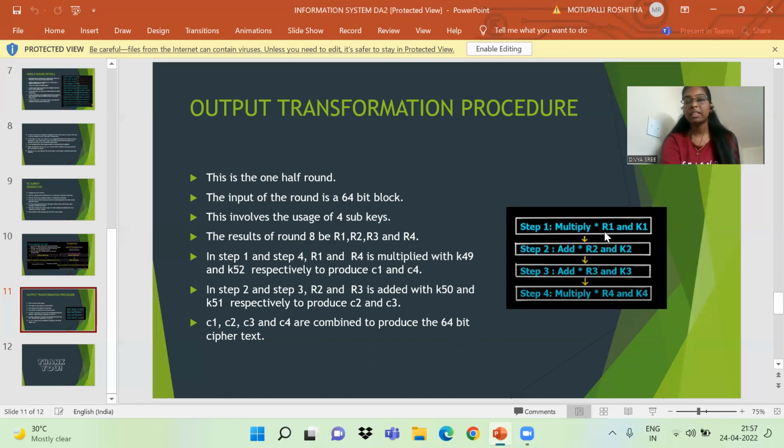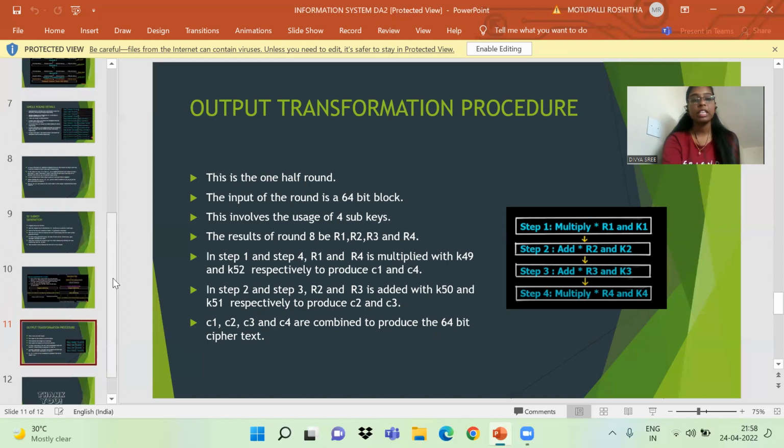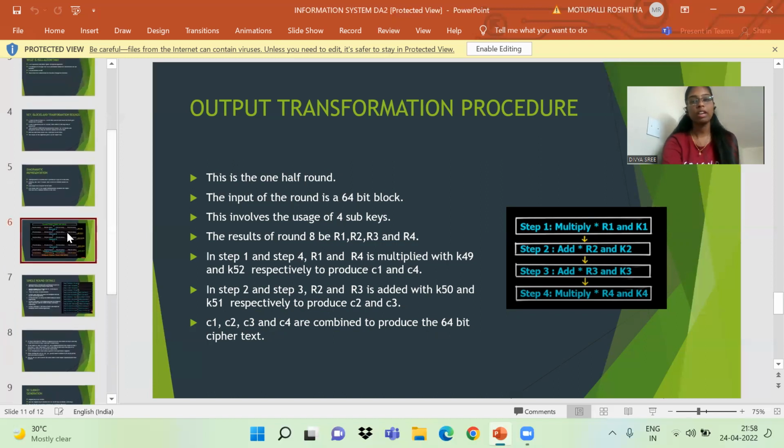So we need to multiply R1 with K1, add R2 and K2, add R3 and K3, and in step 4 multiply R4 and K4 in order to get C1, C2, C3 and C4 respectively. These are combined together to get 64 bits. Each and every block, that is C1, C2, is of 16-bit size. That is why they are combined together into a 64-bit ciphertext. So our initial condition and final condition are satisfied.